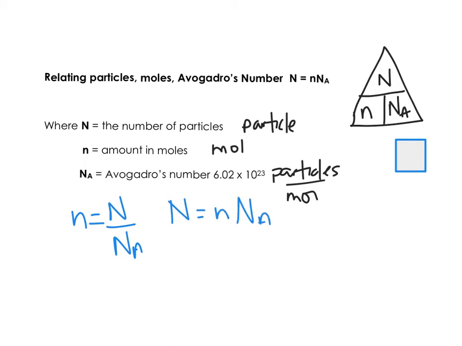Okay, first example. How many molecules of water are there in 2.0 moles of water? What you have to do to get your particles correct is always pay attention to the substance in the question. So here we're dealing with water, which is H2O, which means covalent molecule, which means molecules are the units in Avogadro's number.